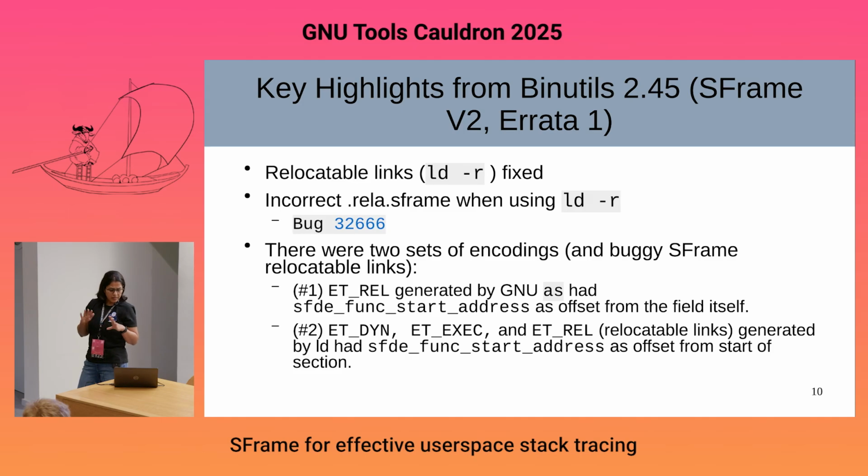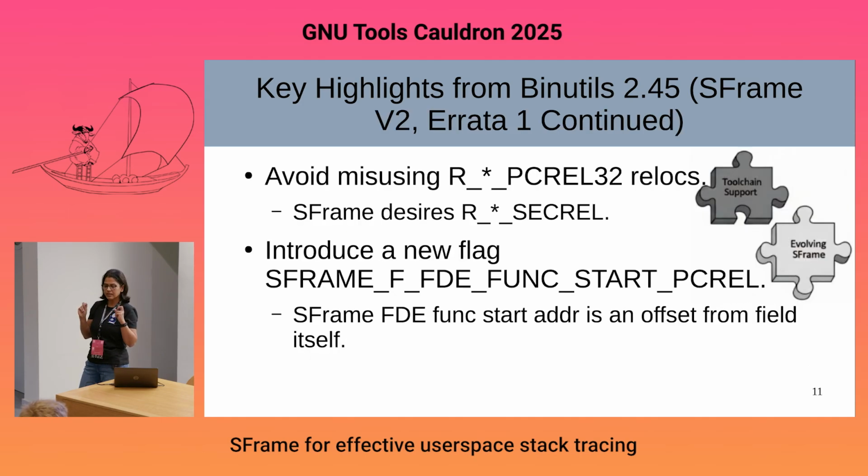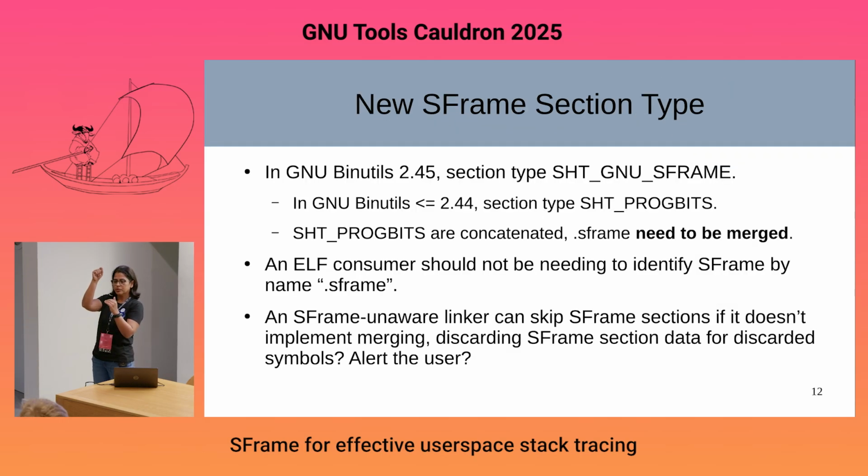But long story short, it was basically a mismatch between how the ET-rel objects were generated by the assembler versus LD-R. This has been fixed, and to fix that properly, we had to do an errata release. SFrame does not track minor versions, so we added a new flag, which now indicates that this particular field, which is indicating the start PC of a function, now encodes the distance from the field itself.